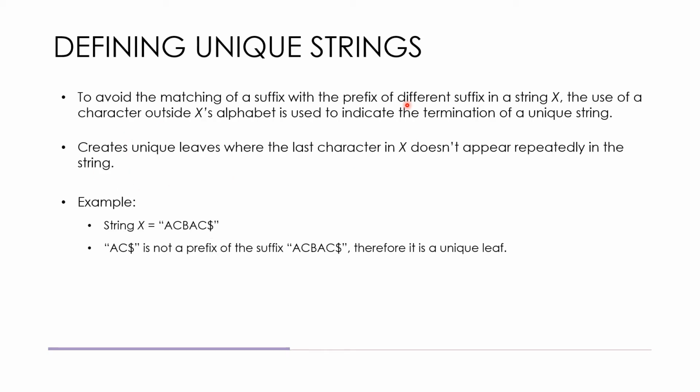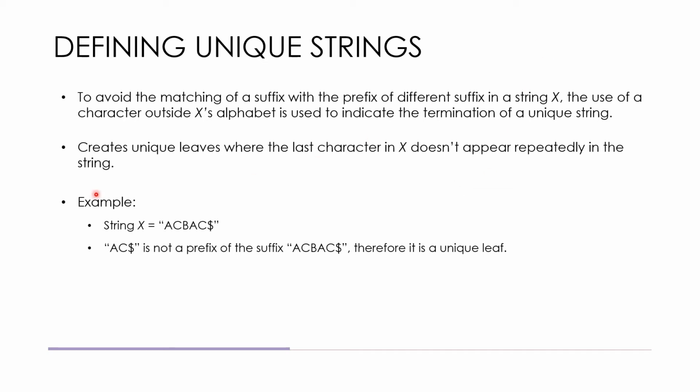So to avoid matching a suffix with the prefix of a different suffix in a given string, there is something that we can do, which is to use a unique character, or some symbol that is outside of the string's alphabet. In this case, we're going to be using the $ sign as the termination symbol. And so this termination symbol allows us to create unique leaves where the last character in X does not appear repeatedly in the string.